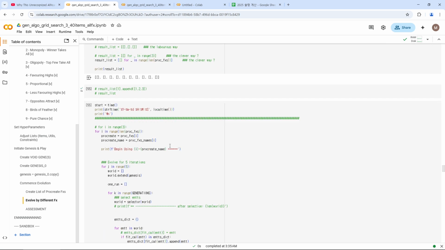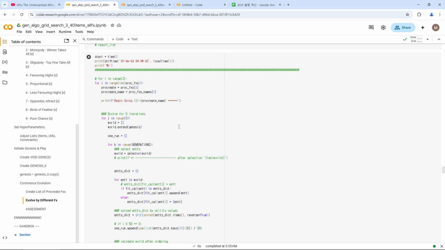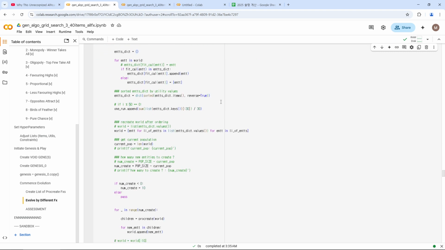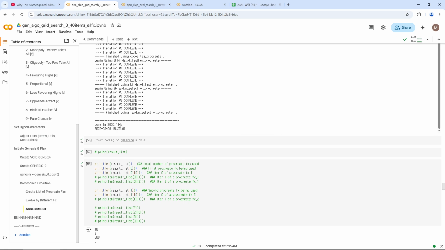Yeah, and the entire process for 500 generations each, and 5 times per procreate function. So that's 5 times 10 procreate functions times 500 generations times 1000 entities. And it took about 2000 seconds.